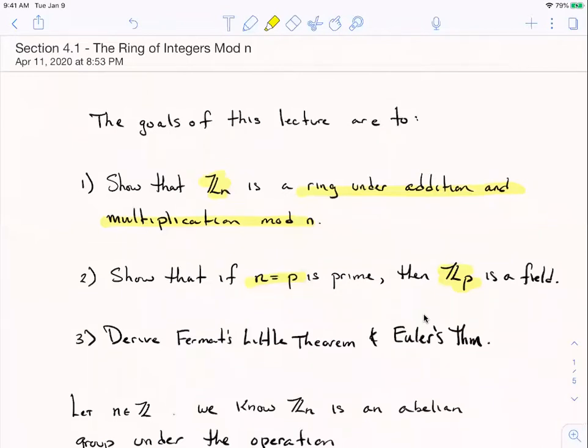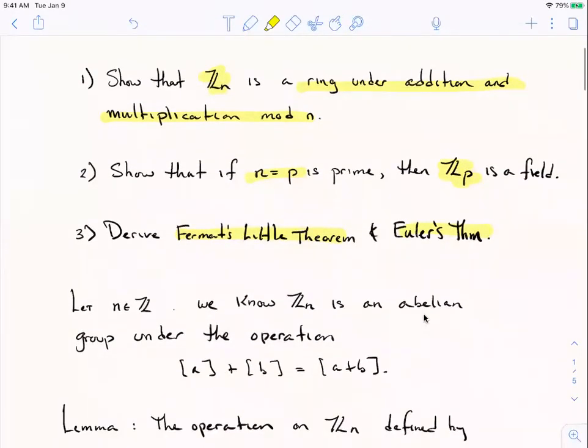And then towards the end, we're going to use our group theory to make little work of proving a couple of famous theorems that typically come up in a number theory class. But we'll see from an algebraic point of view that they're really just simple consequences of some group theory that we already know. They're called Fermat's little theorem and Euler's theorem. So that's the outline. Let's see if we can make it through it.